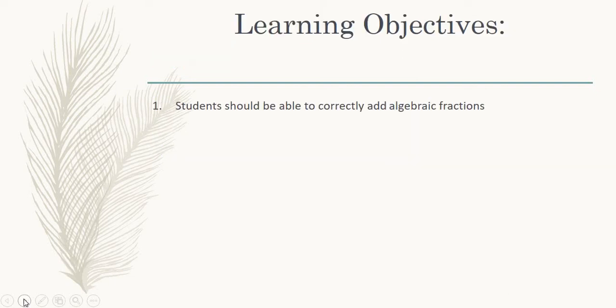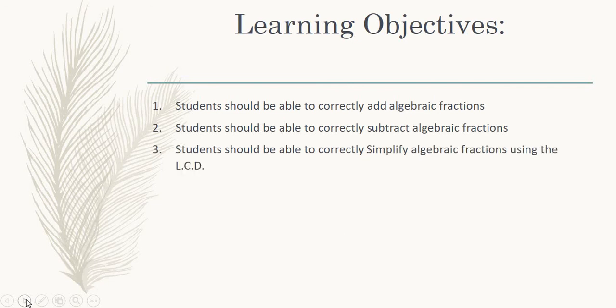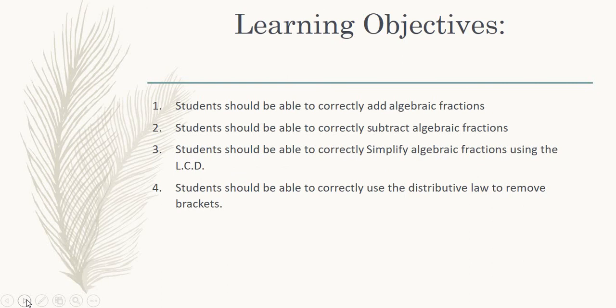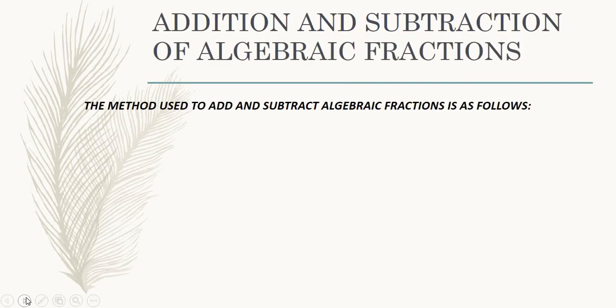Now, the learning objectives for this class: at the end of this video, students should be able to correctly add algebraic fractions. Students should be able to correctly subtract algebraic fractions. Students should be able to correctly simplify algebraic fractions using the lowest common denominator. And students should be able to correctly use the distributive law to remove brackets. And I'm sure you would have met objective 4 already.